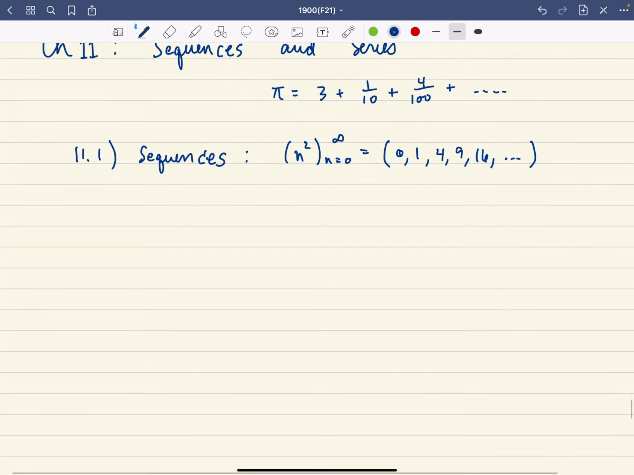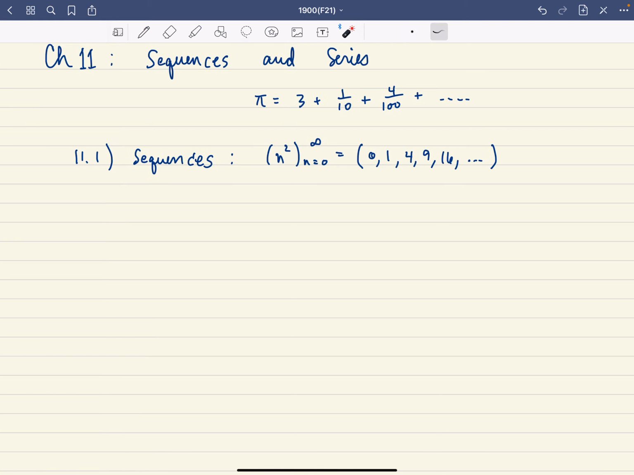Now, the notation here is important because this says that we're going to start at n equals 0 and we're going to go forever. So for example, we could talk about the sequence n squared starting at n equals 3. And in that case, this would be the same sequence. We just start at n equals 3. So it would be 9, 16, 25, and so on. Okay, so that starting point gives you the sequence. And there's no reason why these can't be finite, right?